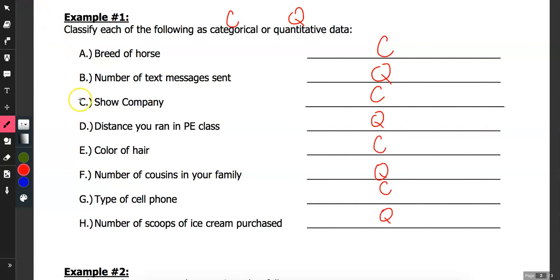All right, here's the rest of my answers. They actually ended up just alternating each answer between categorical and quantitative. So anytime your answer to the question or the statement is a number, it's quantitative. If it's not a number, if it's a word, it's categorical. Okay, so take a look, see if your answers match mine.